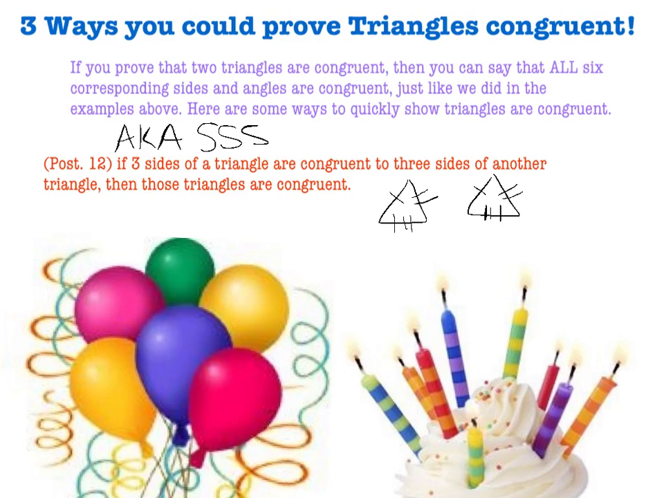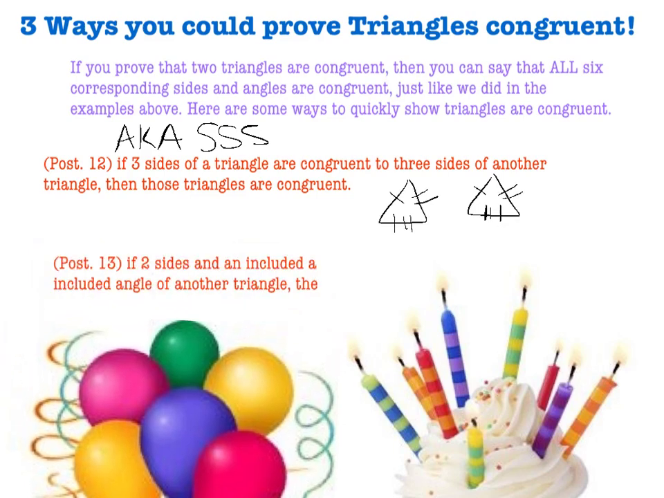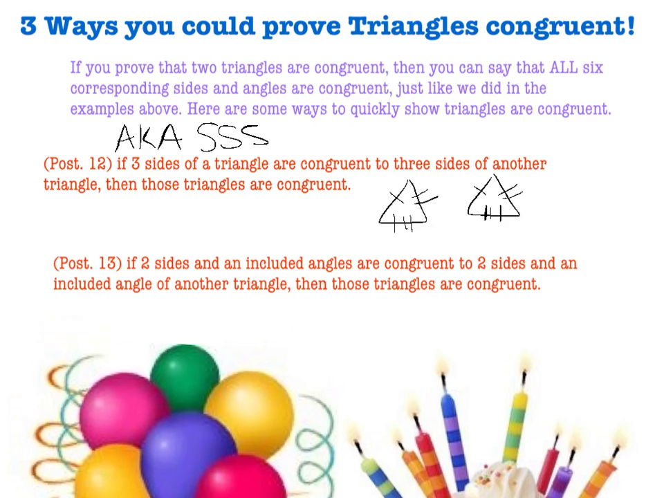The next postulate, postulate 13, says if 2 sides and an included angle are congruent to 2 sides and an included angle of another triangle, then those triangles are congruent. Now the key word that you may have missed is included angle.